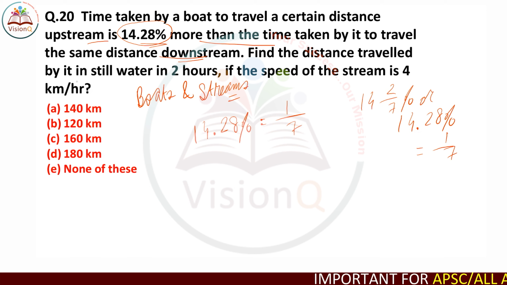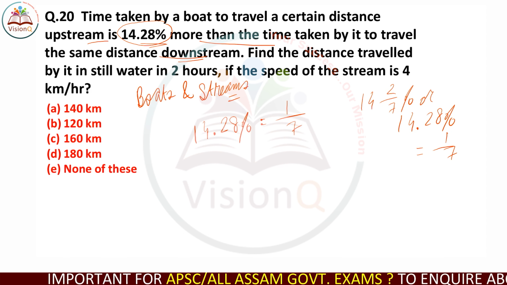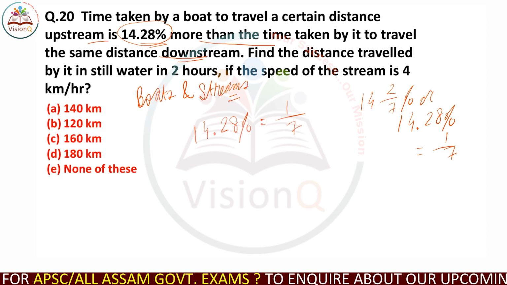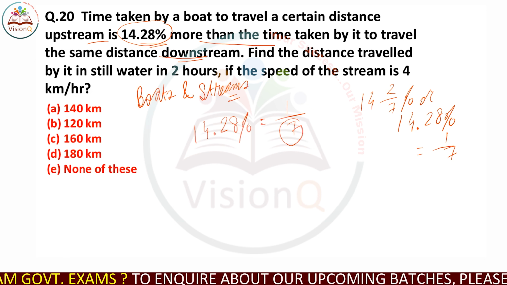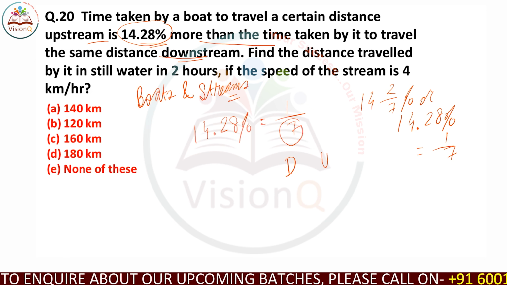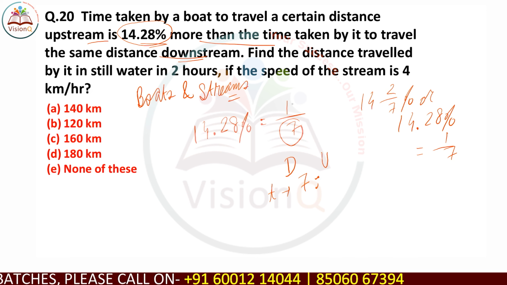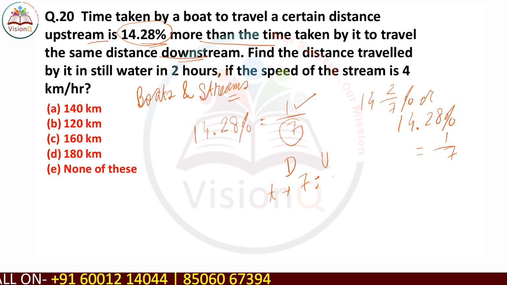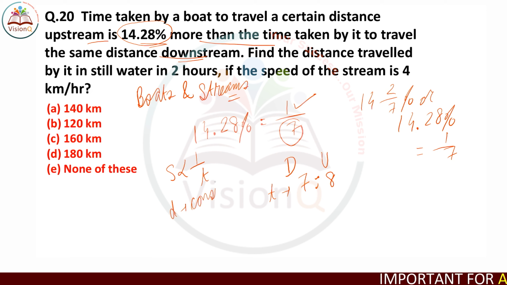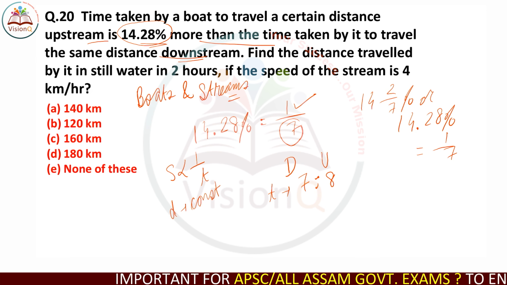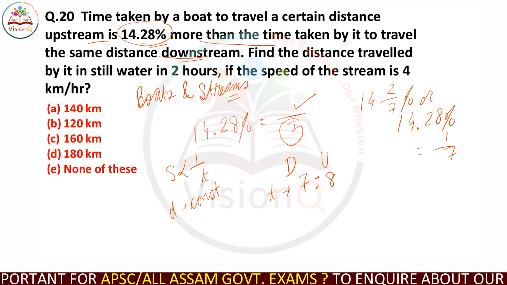Now time taken in upstream is 14.28% more than time in downstream. So since upstream time is compared with downstream time, if downstream time is 7 hours, then time in upstream is 1 hour more, it is 8 hours. Now we know speed is inversely proportional to time whenever distance is constant. Now in this question distance is constant, you can see that, because the same distance is travelled in upstream also in downstream.